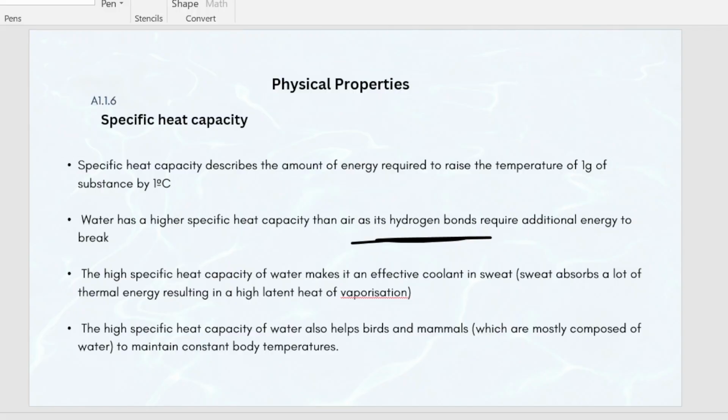All right. This specific heat capacity is one of the reasons why water temperature remains stable, even when the environment is hot or cold. So water temperature does not change easily, and this is due to the specific heat capacity of water. Water is able to maintain a relatively stable temperature as a result of its specific heat capacity.